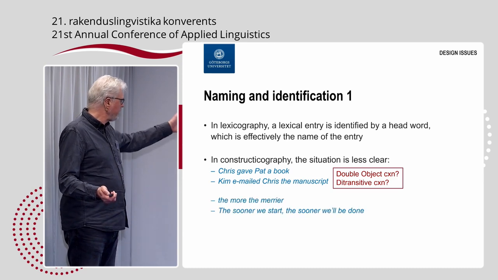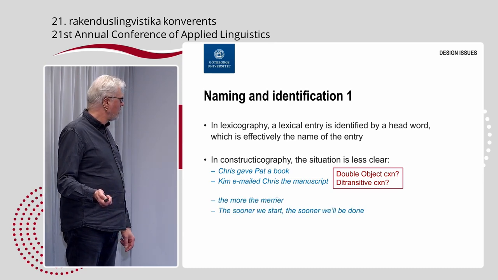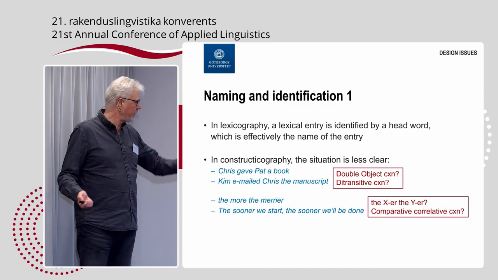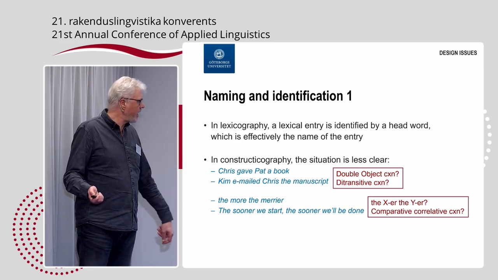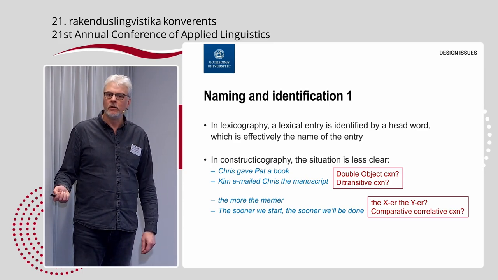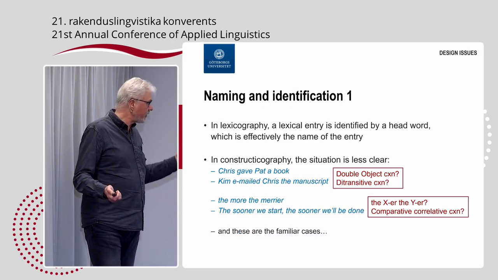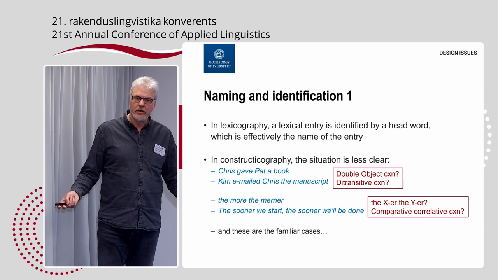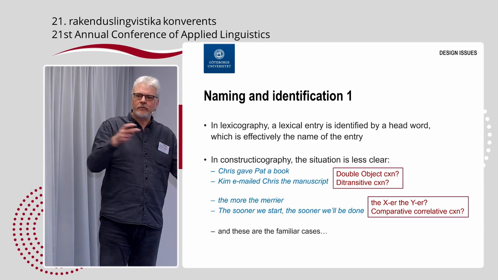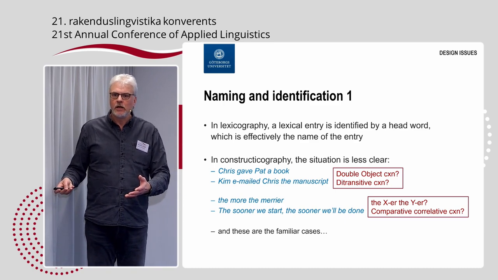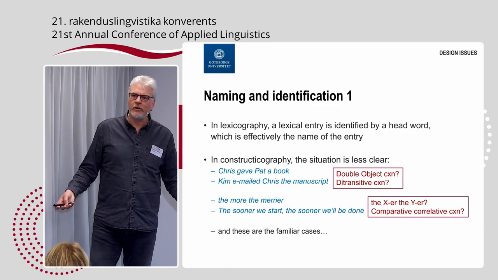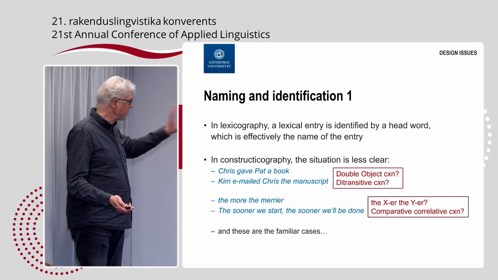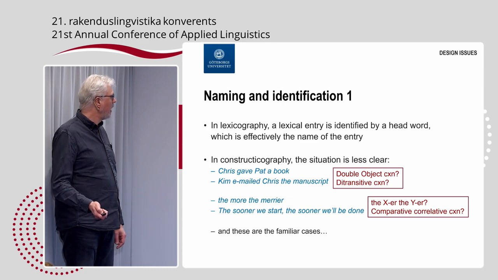Or this one, it's been called the "the X-er the Y-er" construction, reflecting the structure, and it's also been called the comparative correlative construction. And these are the familiar cases, well-known constructions that have been treated in the literature. But the obscure ones that we found through construction mining, if we don't know what to call them, how would a user know how to search for them? So this is really not a trivial issue.